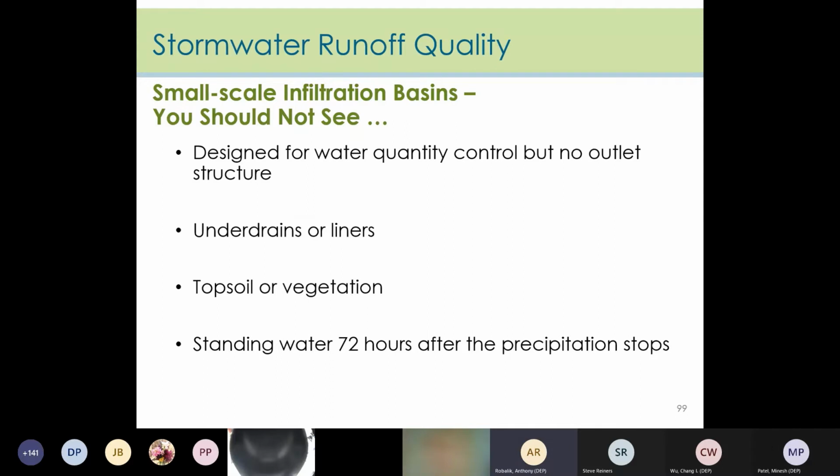Small-scale infiltration basins designed for water quantity must have an outlet structure. The reviewer must also not see any underdrains or liners in the design, or any topsoil vegetation in the landscape or planting plans. There must be no standing water in the basin 72 hours after precipitation stops.